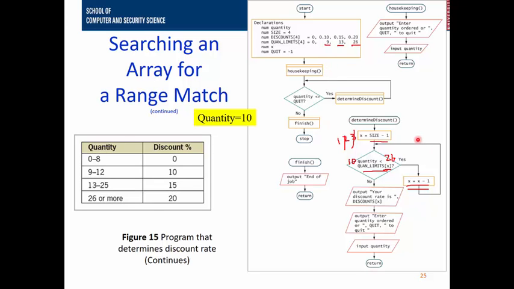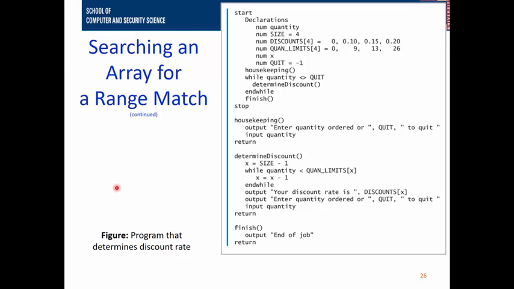If you dry run on your paper, you will get this logic. Simply, we are traversing the array in reverse fashion. In this case, we have used the lower range value. You can also use the upper range value. It depends upon you how you build your logic. So instead of using 0, 9, 13, 26, you can use 8, 12, 25, and so on. So this is how you can use arrays to search for a range match. Instead of defining parallel arrays with one-to-one correspondence, you can capture the categories in arrays, and then using for loops, you can build your logic. And this is the pseudocode of that program.